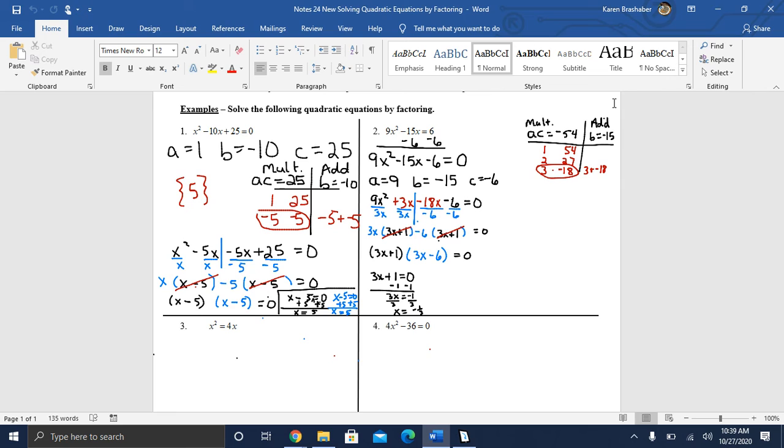And then I have my other parentheses, my other factor, 3x minus 6 equals 0. So notice that each parentheses I set equal to 0. I'm going to add 6 to both sides.